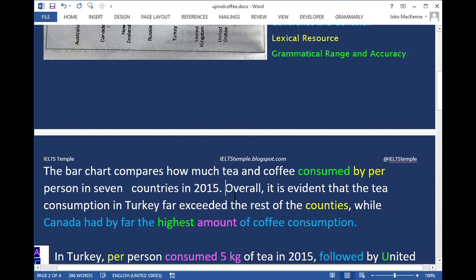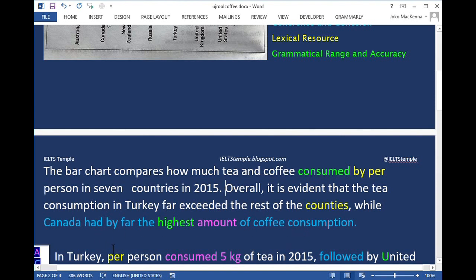Okay, here's your overview. Now you've put it with your first sentence. I always like to put the overview as a separate paragraph. The idea that a paragraph can be too short, that's a myth. No, that's not true. No such thing. Anyway. Overall, it is evident that the tea consumption in Turkey far exceeded the rest of the countries, while Canada had by far the highest amount of coffee consumption.